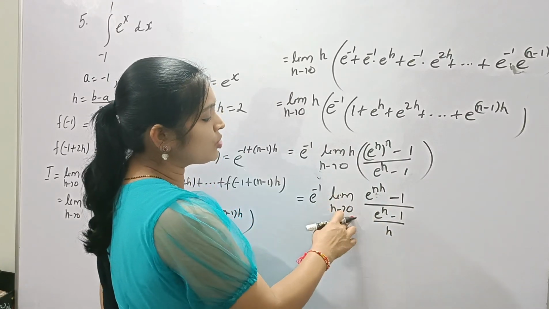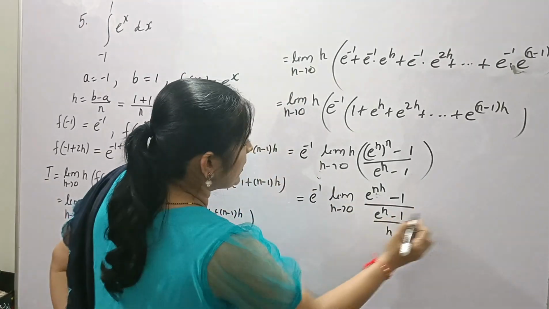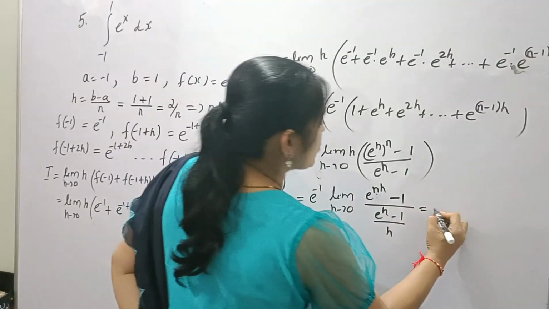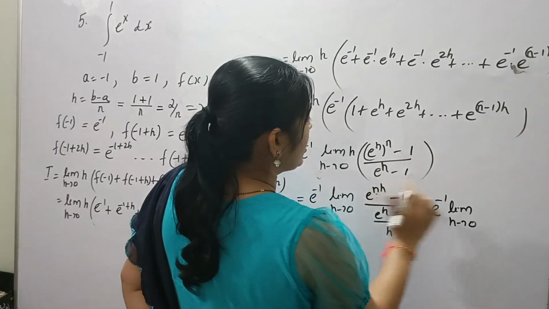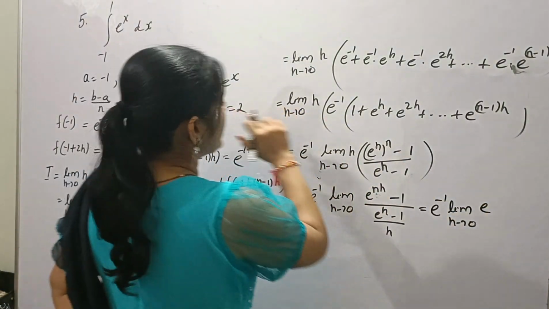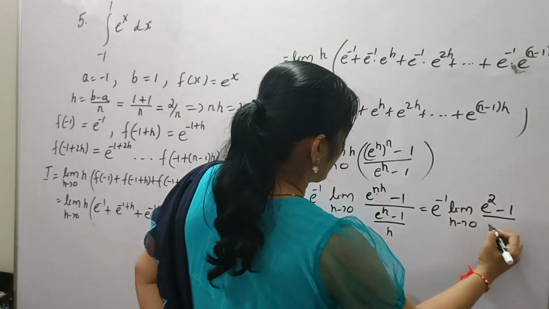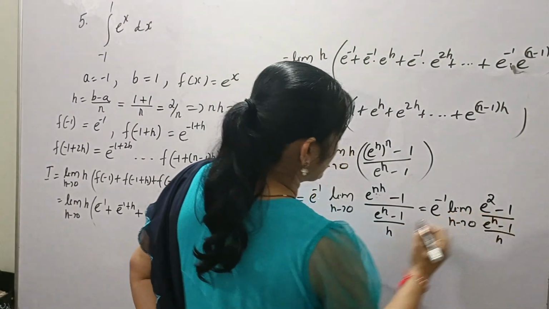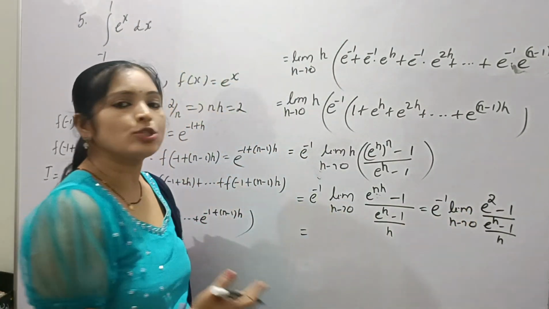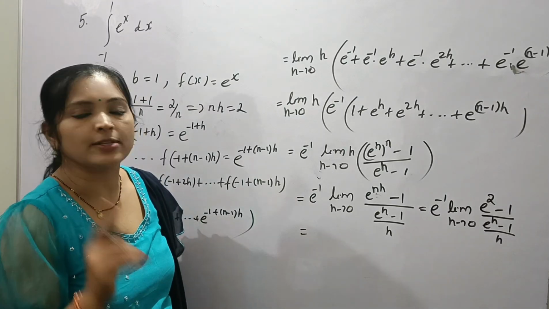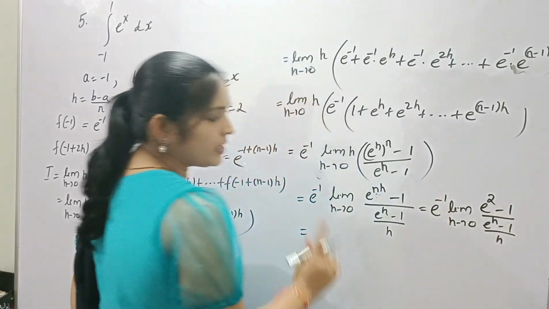We have limit h tends to 0, e raised to h minus 1 divided by h is 1. Therefore, now we will substitute the value of nh. So e raised to minus 1 into limit h tends to 0. Here it is e raised to nh is equal to 2. So e square minus 1 divided by, here we can apply the limit, e raised to h minus 1 divided by h. We know that limit x tends to 0, e raised to x minus 1 divided by x is equal to 1. Therefore, limit h tends to 0, e raised to h minus 1 divided by h is 1.